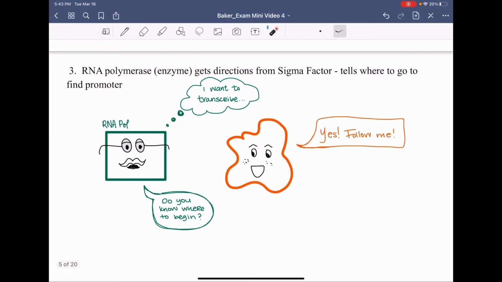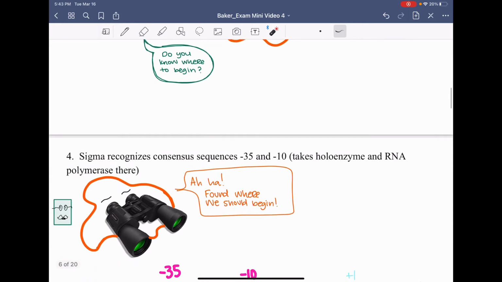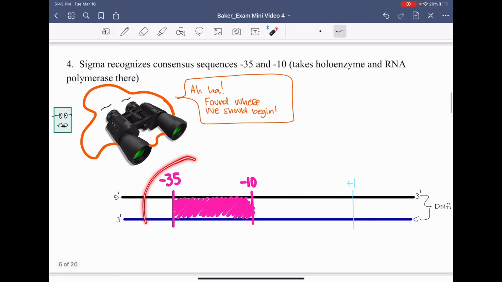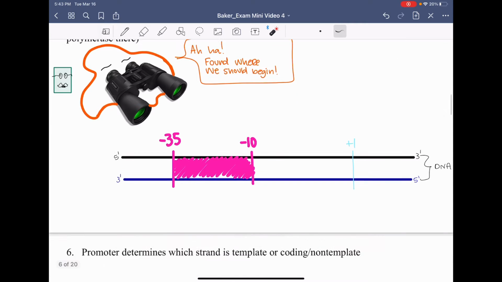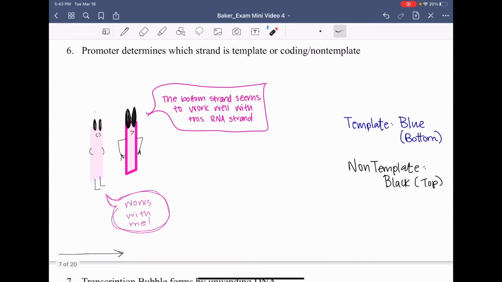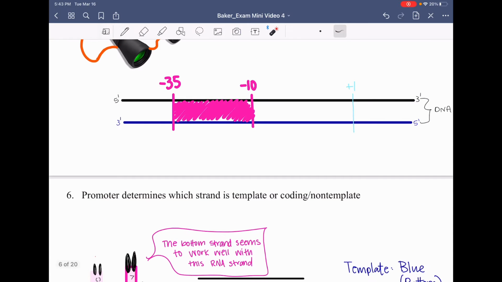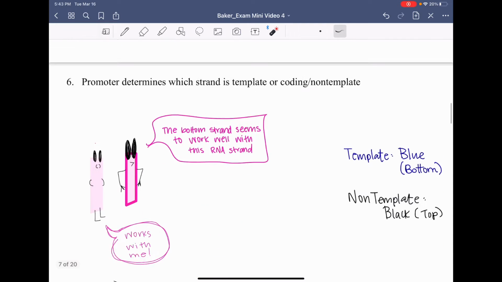The RNA polymerase is going to get directions from the sigma factor because it knows where to find the promoter. The promoter is seen here at the -35 and -10. The promoter is also going to determine which strand is going to be the template and the non-template. So in this case, our blue strand is going to be the template.